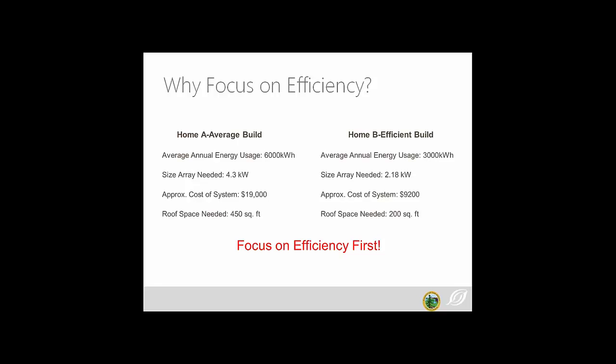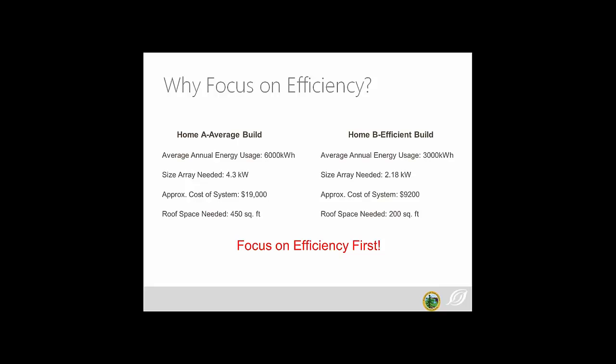So this slide shows 2 different homes. Home A is an average build, nothing efficient about it, really. And the average energy use is about 6,000 kilowatt hours. In order to get the energy that you need from solar, it's going to cost you almost $20,000, and you're going to need 450 square feet of roof space. In San Mateo County especially, not many homes have that much space, so you wouldn't even be able to fit it on your household.